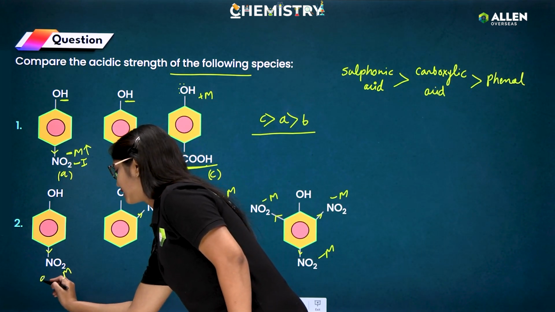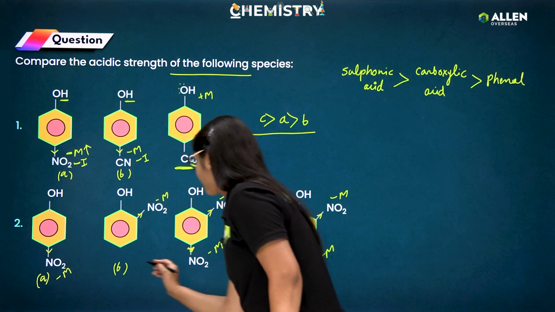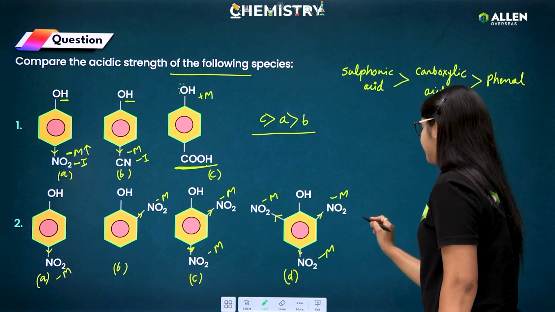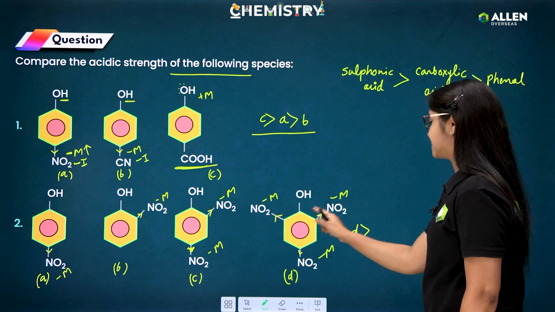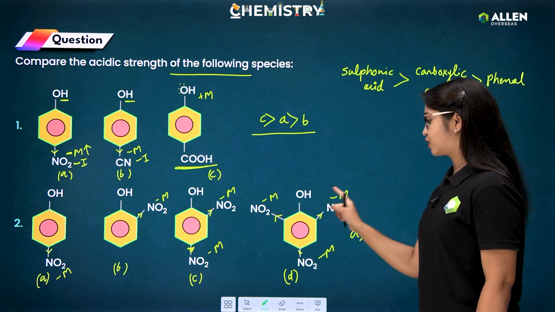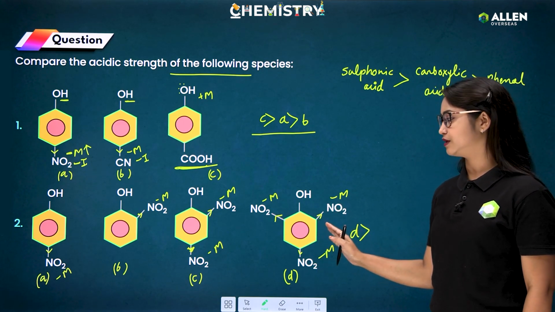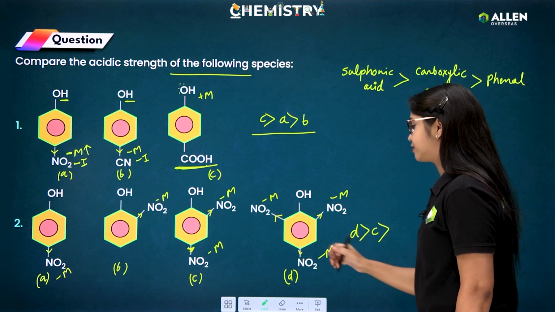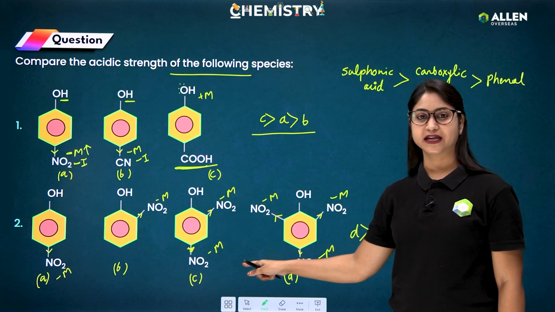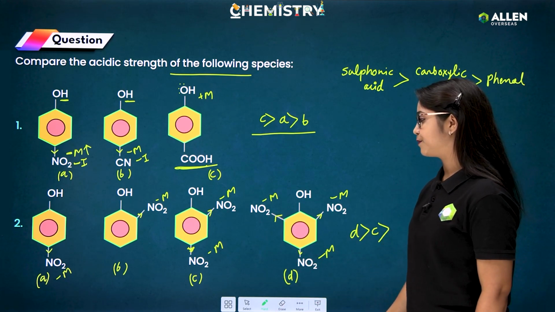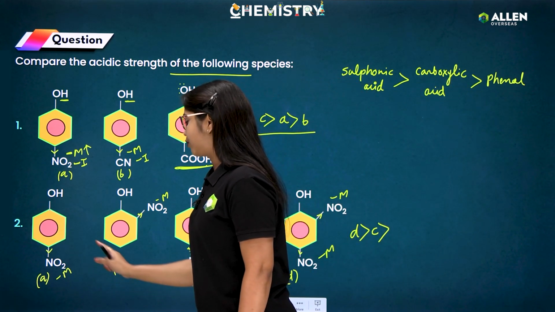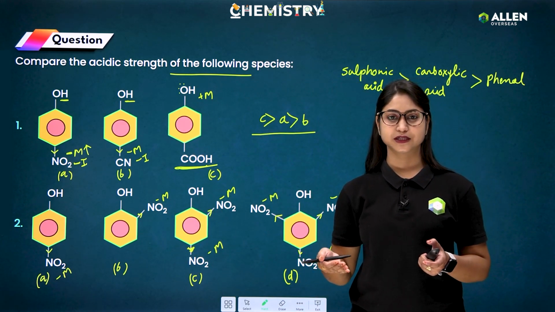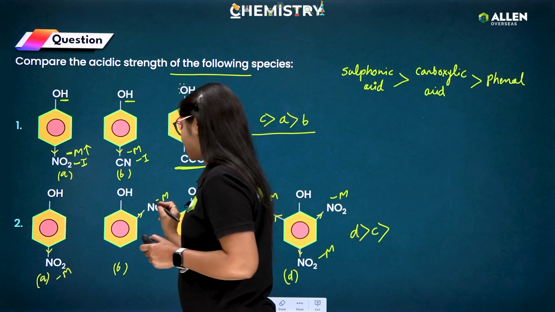So let's say this is A, this is B, this is C, and this is D. I can say that D will be most acidic because it is having 3 nitro groups, right? So the conjugate base will be maximally stable here. After that you have C, because this is having 2 nitro groups, so this will get the second position, right? Now between A and B, both are having 1 nitro group. The minus M effect does not depend on the distance, but the minus I effect depends on the distance.